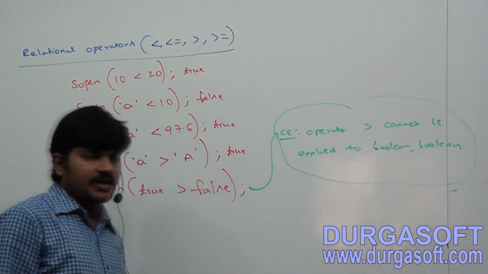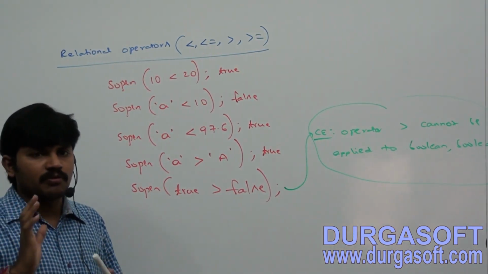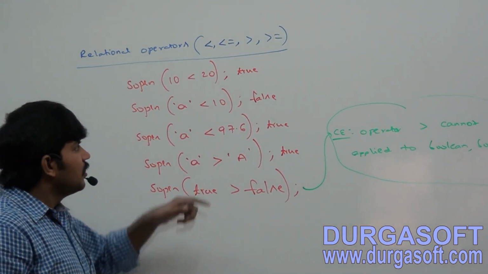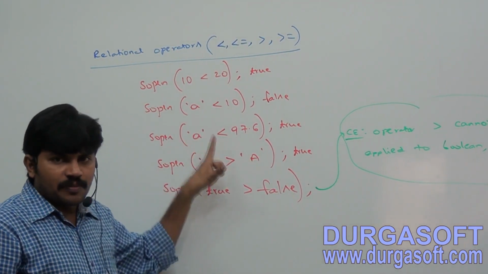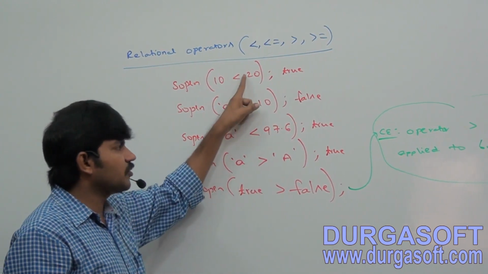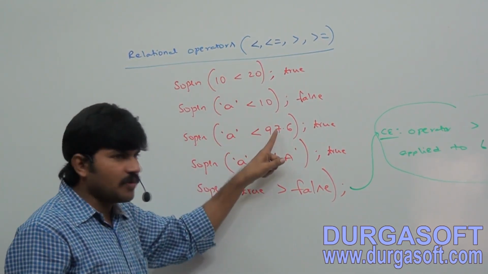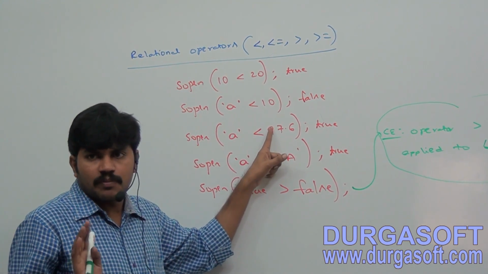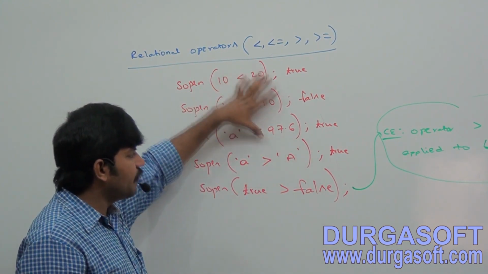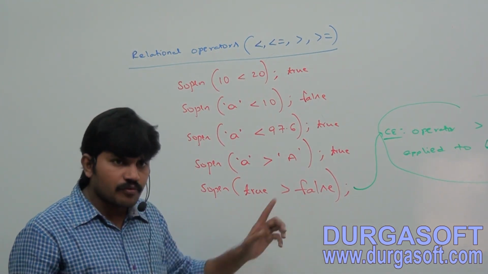Now the conclusion is, make sure you people have clarity. We can apply relational operators for every primitive type. For numbers you can apply, for characters you can apply, for int values you can apply, for double values you can apply, no problem. We can apply relational operators for every primitive type except boolean. For boolean we can't apply, right?